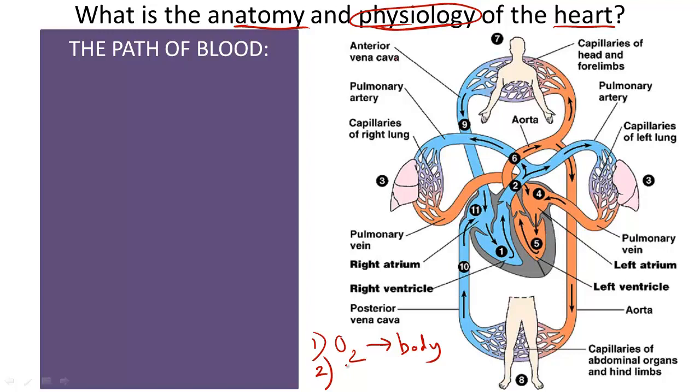Two, the heart takes deoxygenated blood, or blood that is oxygen deficient. It is filled with carbon dioxide instead, and it takes blood from the cells of the body and pumps it to the lungs for excretion.